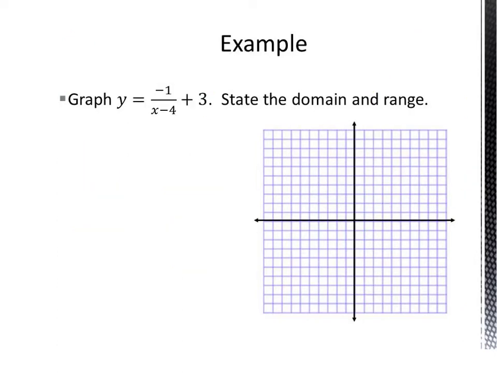All right, so let's look at another one. Just concentrating at the beginning on your asymptotes, the vertical asymptote shifts to the right 4. And I know that's the vertical one because it's shifting to the right. My horizontal one shifts up 3.